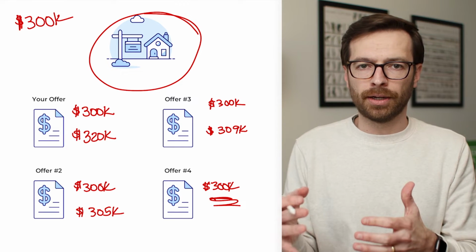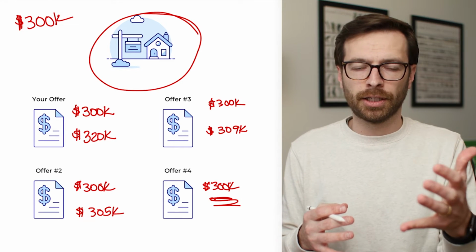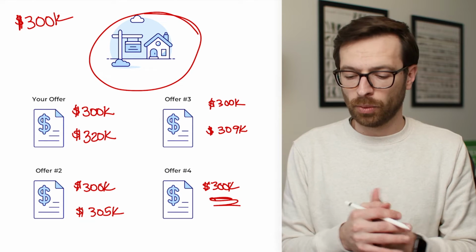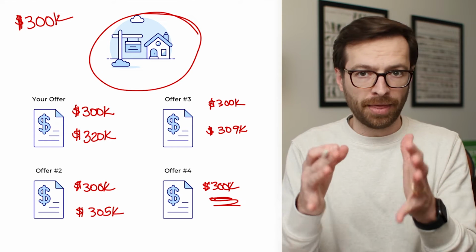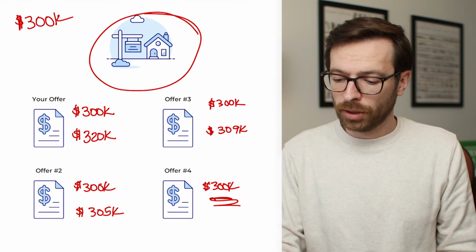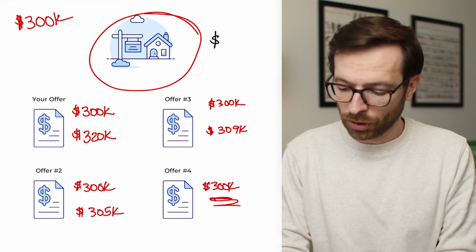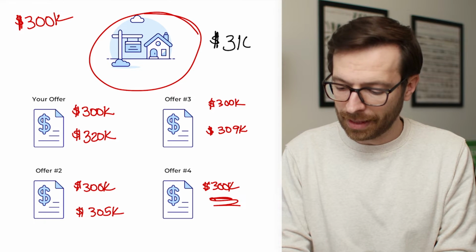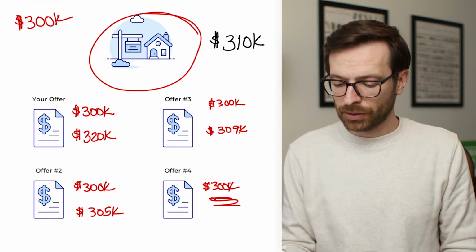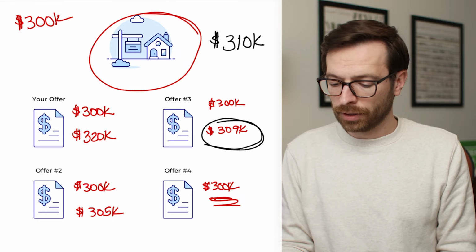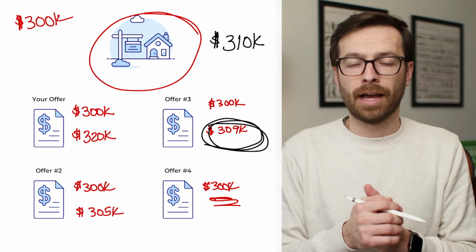So in this scenario, with your escalation that went to $320,000, beating any other offer by $1,000, you would be selected and you would win this property for $310,000 because the next highest offer was $309,000.